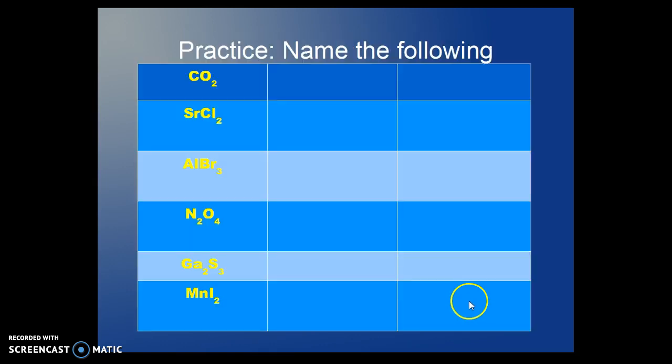Now it's time for you to practice. I'm giving you these six compounds. They're all binary. Indicate whether they're ionic or covalent molecular, here in this column, and then name them in this column. You should turn off the video and do this, and then come back to see the answers.